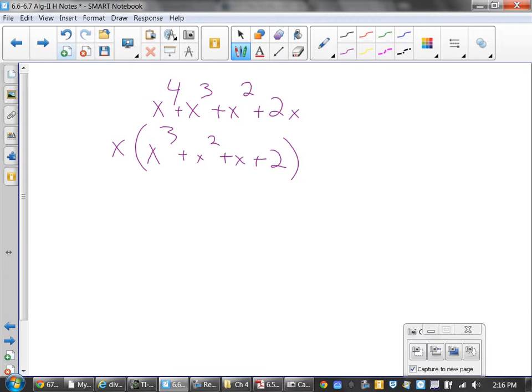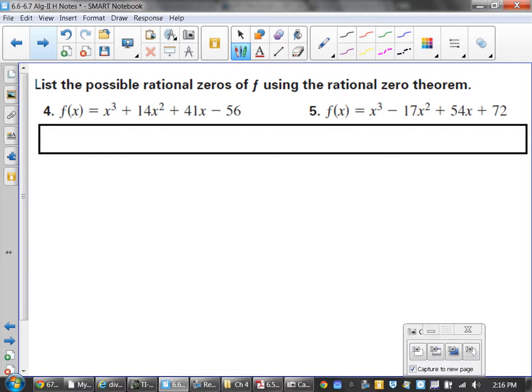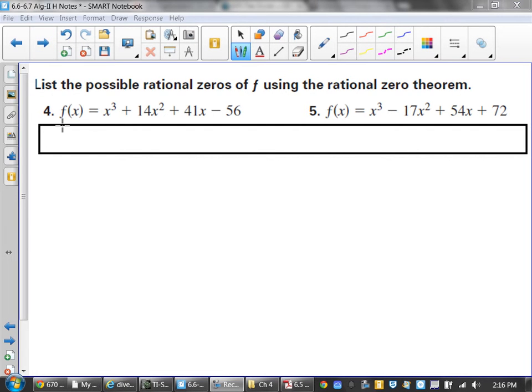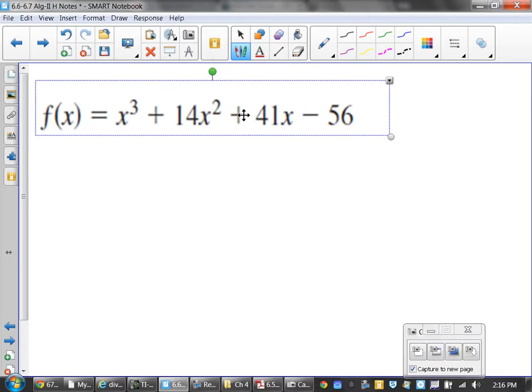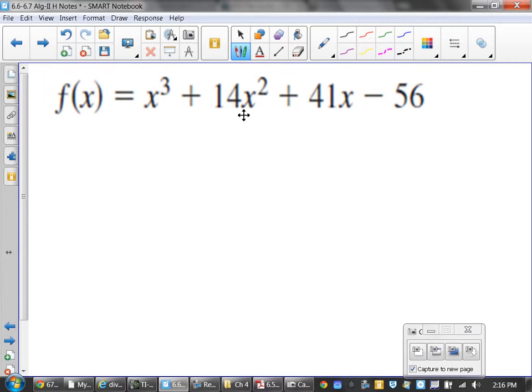Wait, do you factor the 2 or the x? I would use the 2. That's a great question, okay? So let me look at this again. Remember, what we're doing here is listing out my possible zeros. When I list out my possible zeros, all I'm doing is listing all of the factors of the constant, plus minus, divided by all the possible factors of the leading term coefficient. It just so happens that in this example, again, the coefficient is 1.